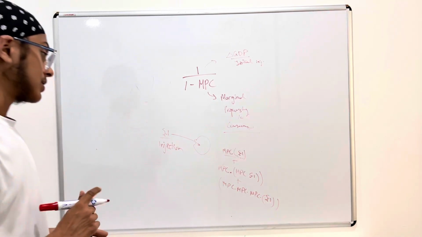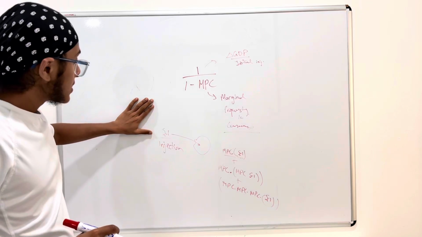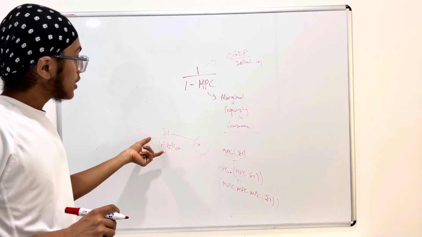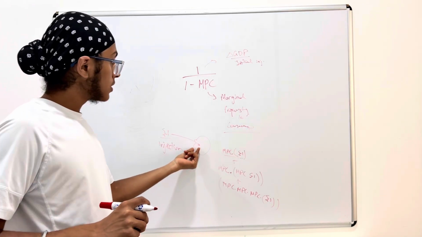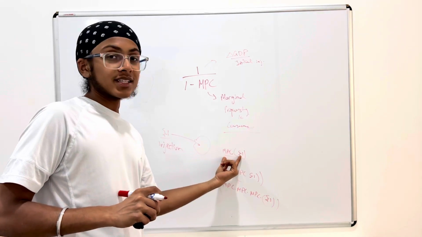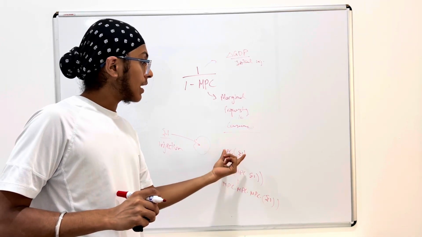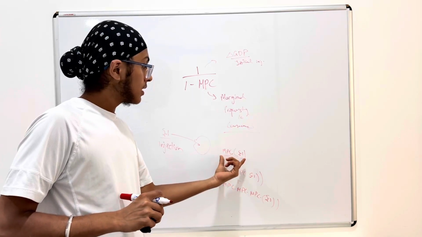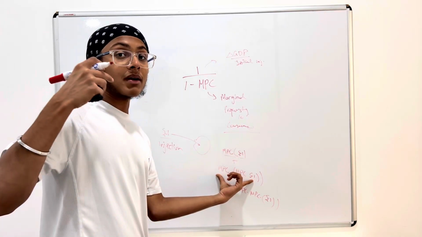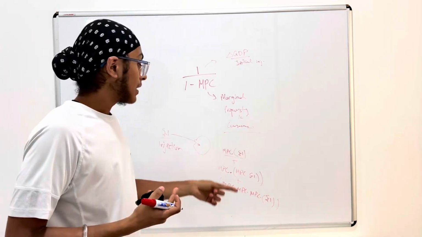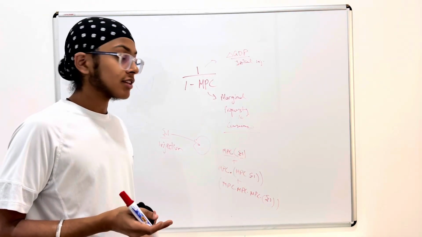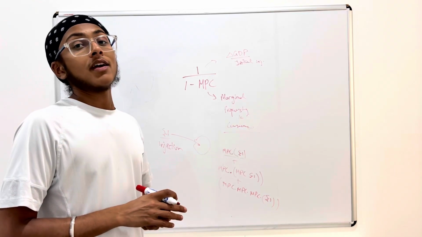So if it doesn't make sense, I'll recap. Let's say you have an economy and you put in a £1 injection into it. Out of that £1, this amount of money is spent. Then out of this amount of money, this amount of money is spent again. And that amount of money is spent again. And that goes on and on until an infinite amount of times.